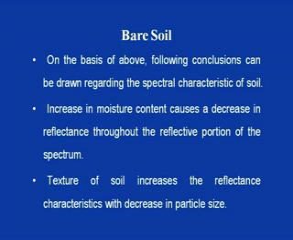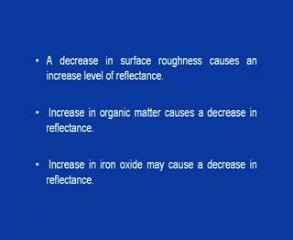Increase in moisture content causes a decrease in reflectance throughout the reflective portion of the spectrum. Texture of soil affects the reflectance characteristics: reflectance increases with decrease in particle size, and decrease in surface roughness causes an increased level of reflectance. Increase in organic matter causes a decrease in reflectance. Similarly, increase in iron oxide may cause a decrease in the reflectance.